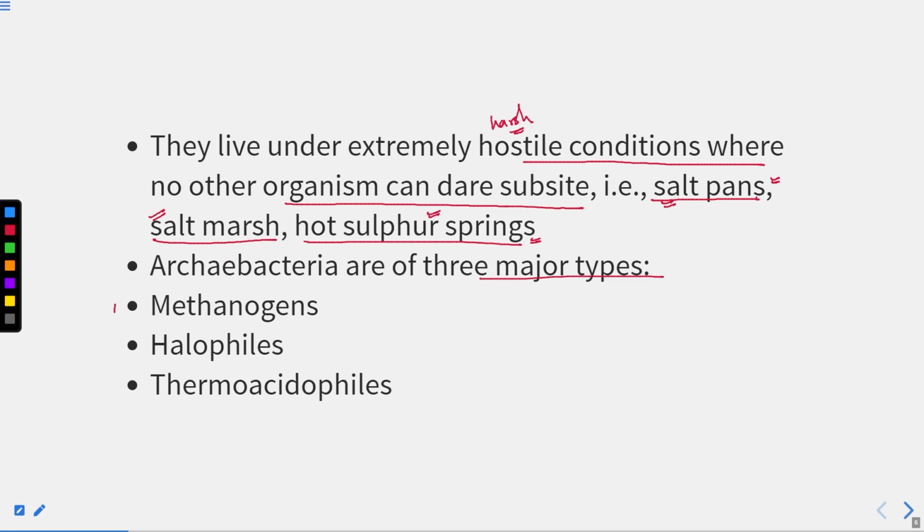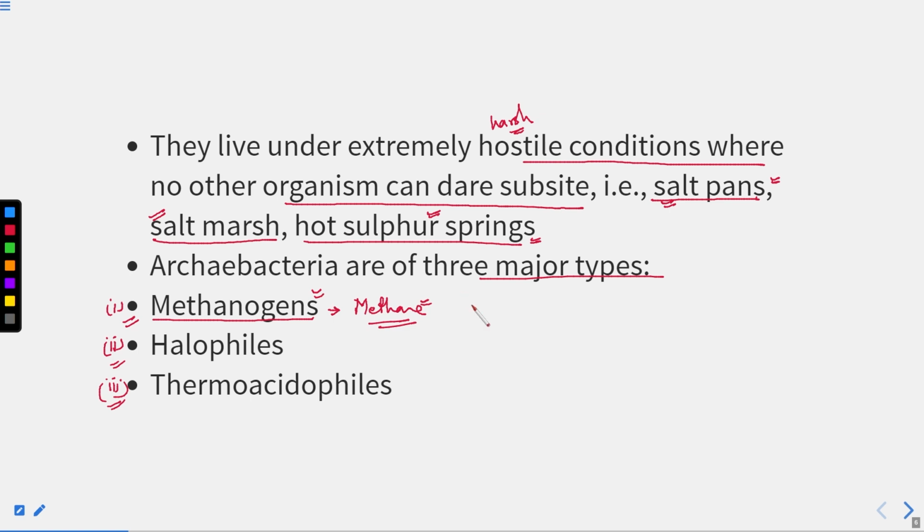Now you can see, the first one is the methanogen, the second one is the halophiles, and the third one is the thermophile. Three different types of archaebacteria are there. So methanogens means the bacteria that produce methane. So methanogen bacteria are present somewhere in organisms also. This you have studied in the lower class as well.